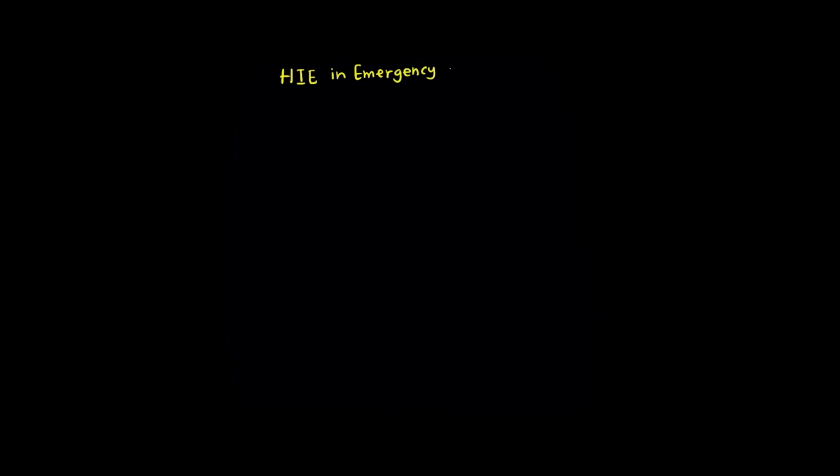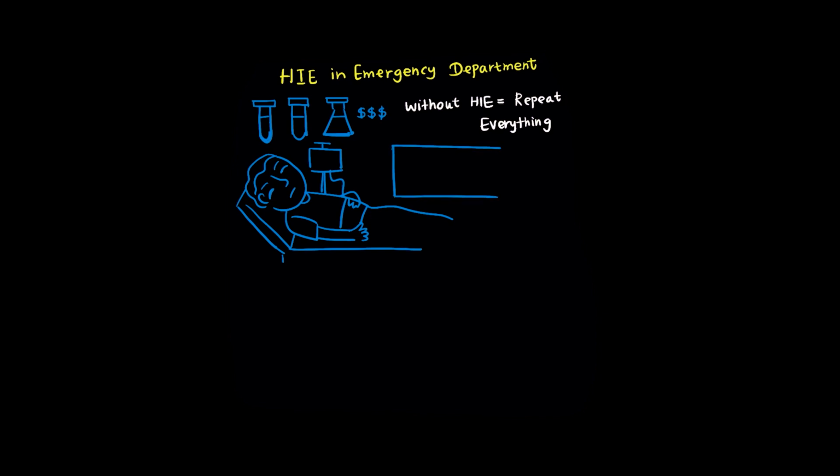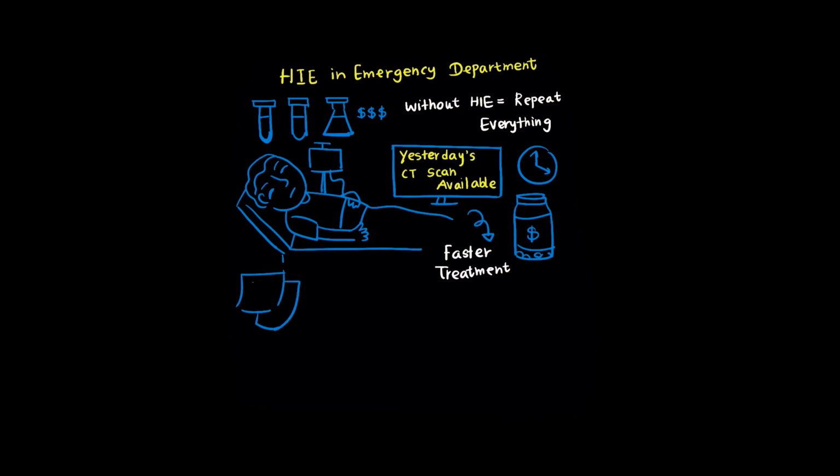Emergency departments are ground zero for the benefits of health information exchange. The game changer? Reduce duplicate testing. Picture this: an unconscious patient arrives. Without HIE, you'd repeat every test. Blood work, imaging, everything, because you can't access their recent results. With HIE, you instantly see they had a CT scan yesterday at another hospital. That's time saved, money saved, and most importantly, faster treatment.